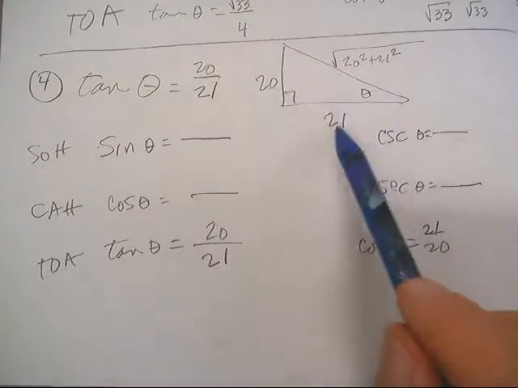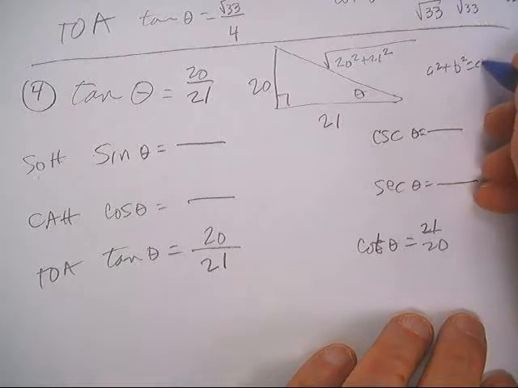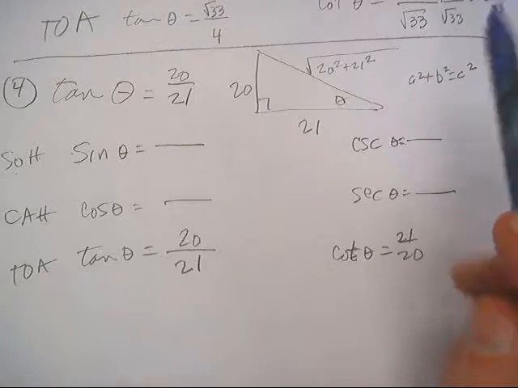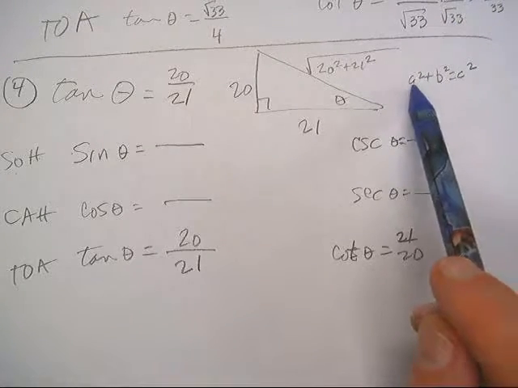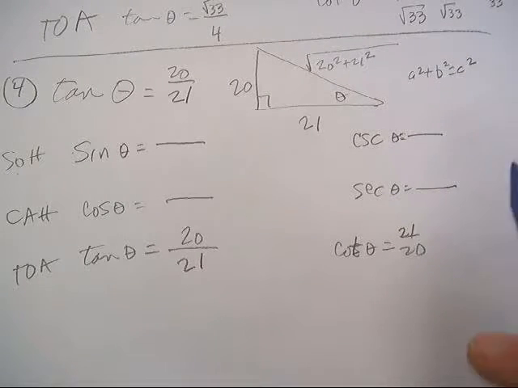Now when they give you a and b, think about your Pythagorean theorem. Because somebody keeps trying to subtract right there. We subtracted on the other one. I know, but on this one, look, we know a and b, so we'll add them and take the square root to find c.